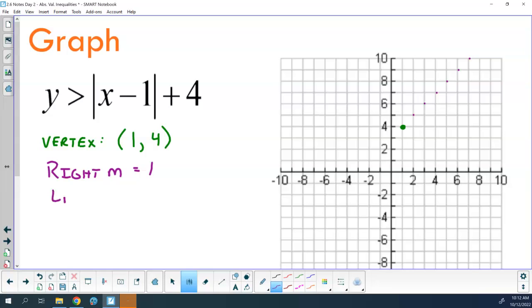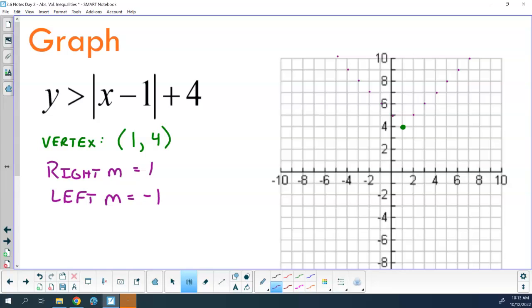Okay. Left side slope, negative 1. Now, instead of going down 1 and right 1, like you would normally go with a negative slope, we want to go up in this case, so we're going to go up 1, left 1, up 1, left 1, up 1, left 1. That time I got it wrong, because I kept drawing my finger which way I had to go.